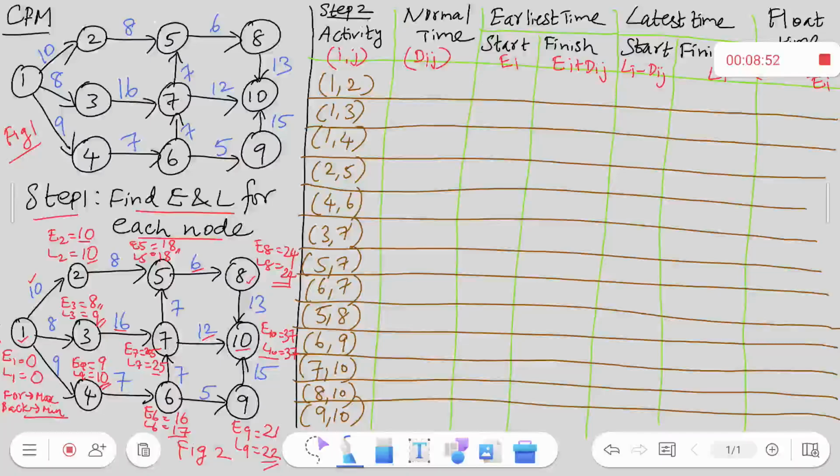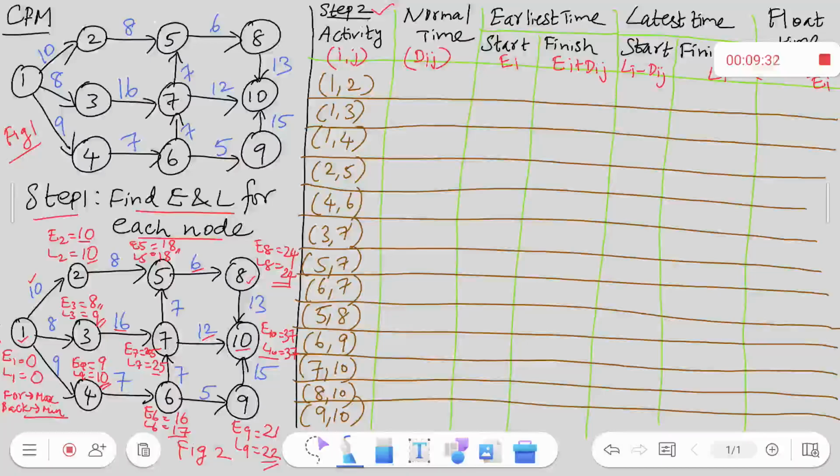Now, I go to step 2. Step 2 is where you find a tabular column of the values so as to calculate the critical path of your circuit. I have listed the activity in the first column, and normal time, earliest time, latest time, float time in the respective columns. Normal time is called Dij, earliest start time is Ei, and latest finish time is Lj. The earliest finish time is Ei plus Dij. Similarly, latest start time is Lj minus Dij, and the float time is given by Lj minus Dij minus Ei.